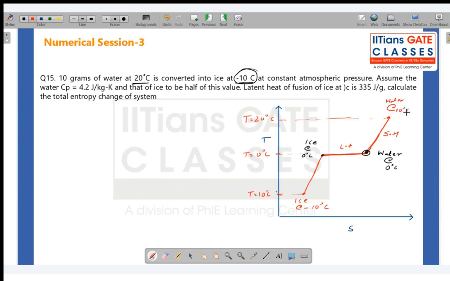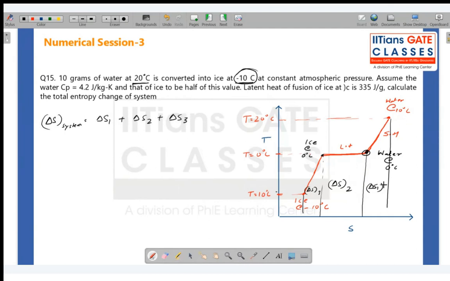This is water at 20 degrees Celsius. So in three processes we are transferring heat. Basically the water is rejecting heat, and water converts into ice when it rejects heat. So it is continuously rejecting heat, and we are doing three processes here. Let us say here entropy change one, here entropy change two, here entropy change three. So the total entropy change of the system will be entropy change one plus entropy change two plus entropy change three.